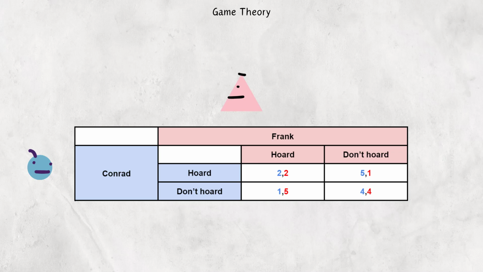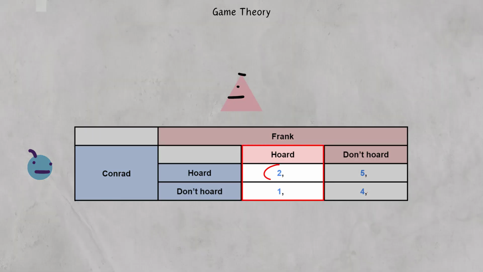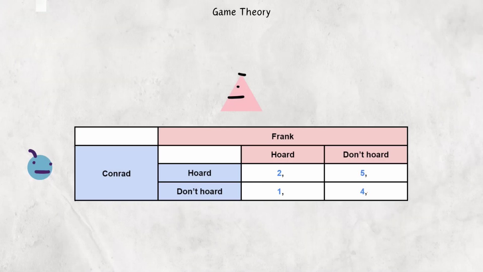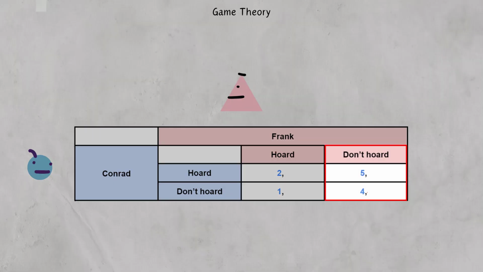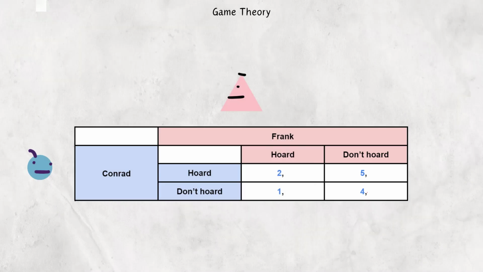To find the dominant strategy for Conrad, we first remove the payoffs for Frank, because what's best for Conrad is not related to Frank's payoff. If Frank hoards, it's best for Conrad to also hoard. If Frank doesn't hoard, it's best for Conrad to hoard. So the dominant strategy for Conrad is to hoard. Since the payoff matrix is symmetrical, the same applies for Frank.